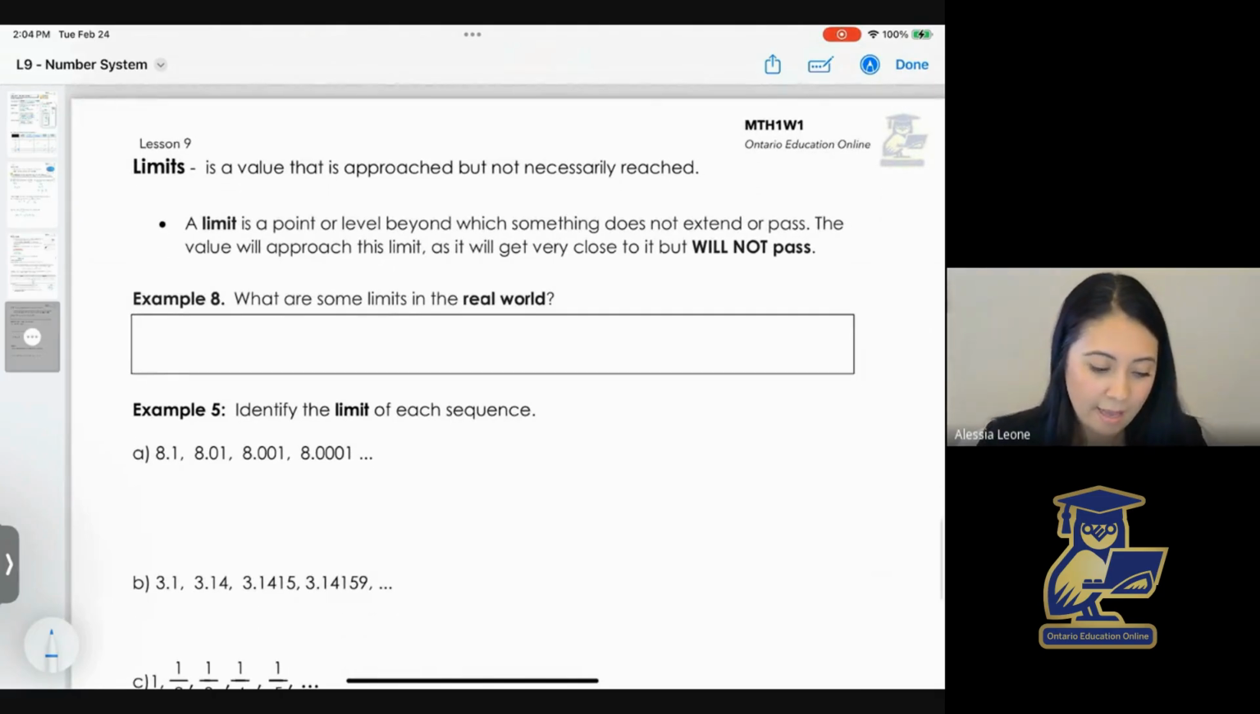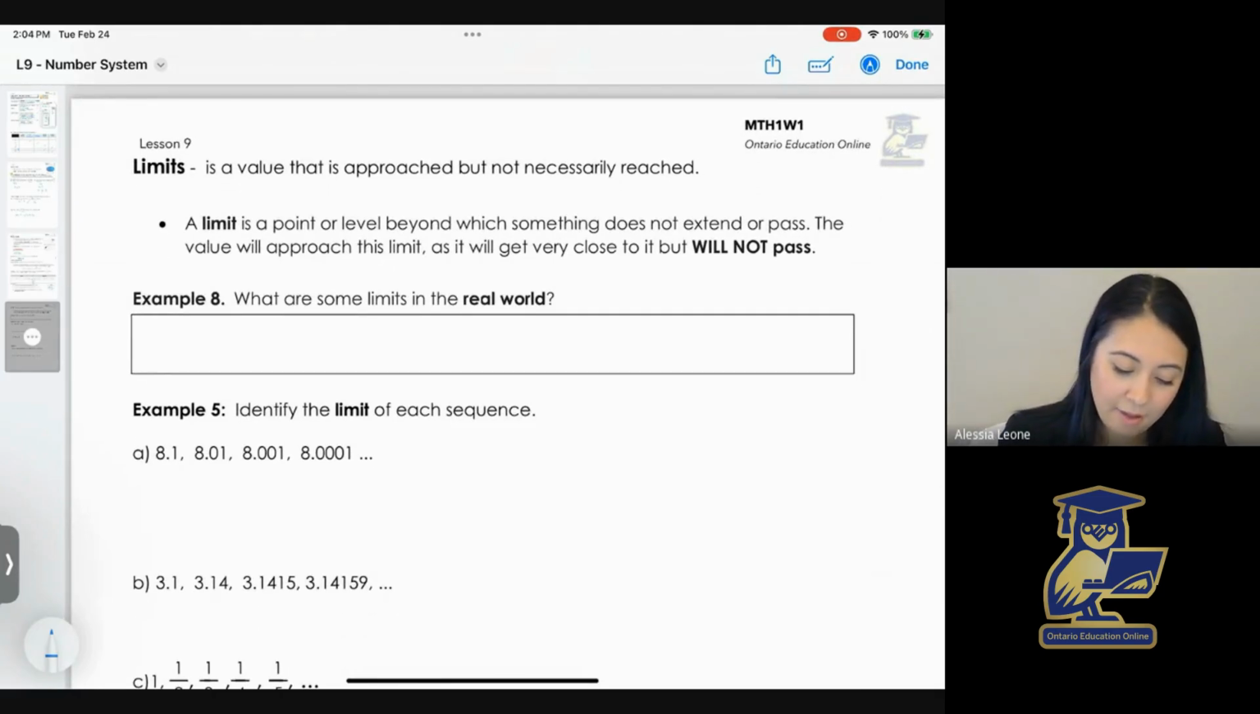Limits. A limit is a value that is approached but not necessarily reached. A limit is a point or level beyond which something does not extend or pass. The value will approach this limit, getting very close to it, but it will not pass. What are some limits in the real world? This is something we get close to, but will not go past.